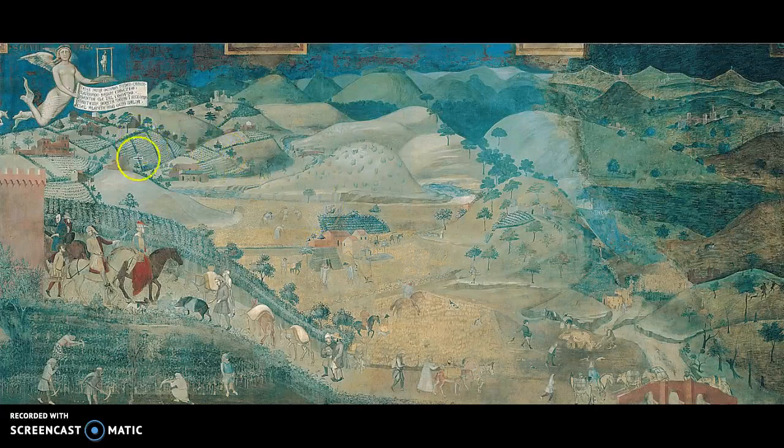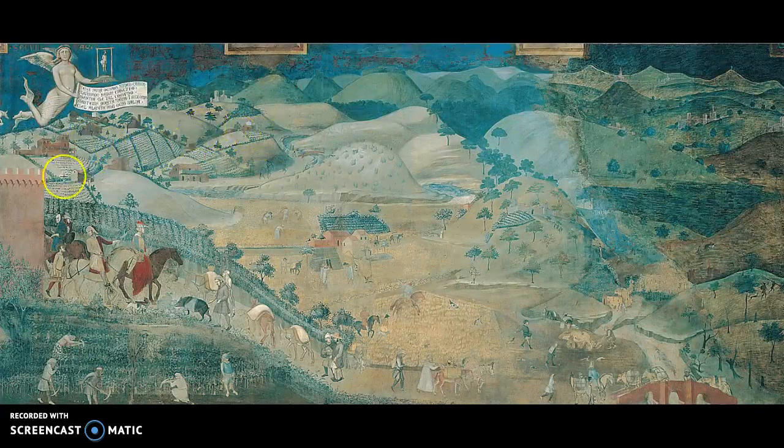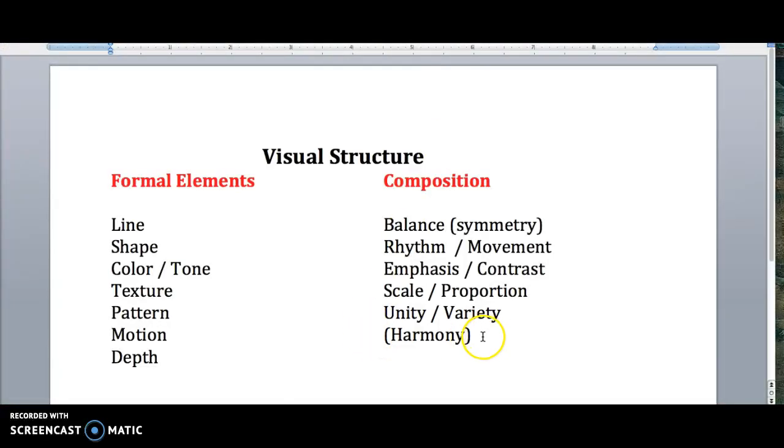Lines, shapes, colors. We have evenly spaced lines that divide up the plowed fields on the hillsides. All of that is unity. Variety can be any differences. So this is much redder than most of the other stuff. Here we have a bridge, and we didn't see any bridges before. This has both trees and not trees on the hill, right? That's a variety.